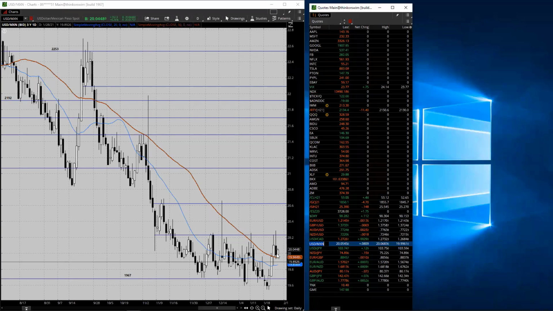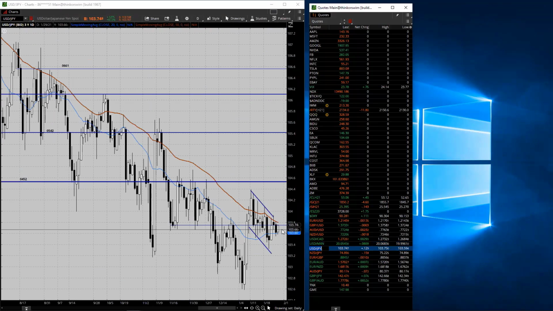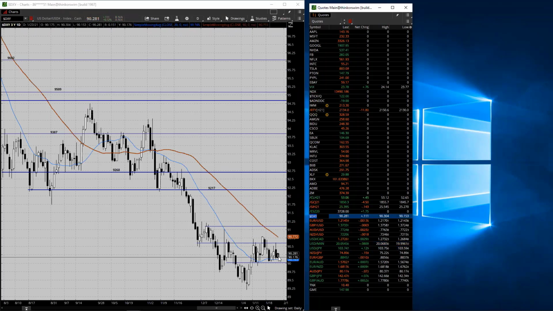Dollar peso, pairing back. We had 1995 yesterday. The market got down to 1993, and we're kind of relatively quiet also. Dollar yen, no changes. This market's absolutely gone nowhere. And the dollar index is kind of just marking time also. With that, we'll just go on and jump into the indices.